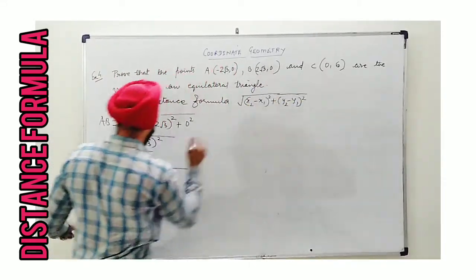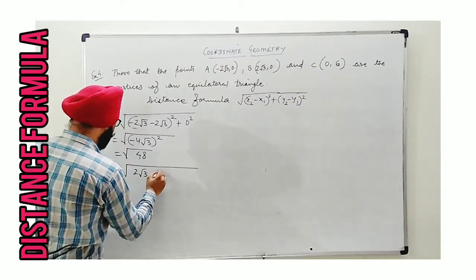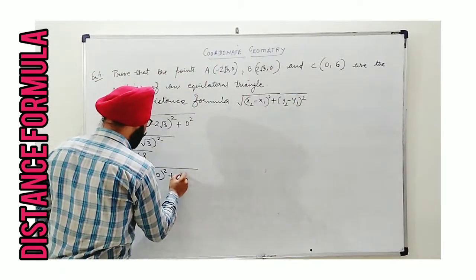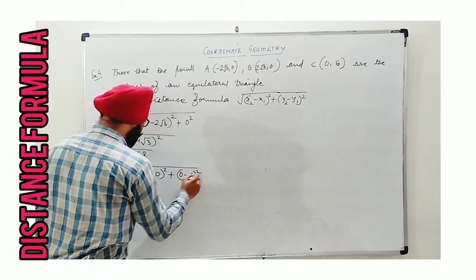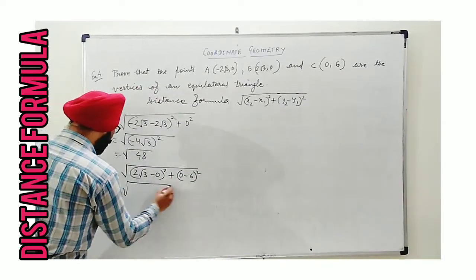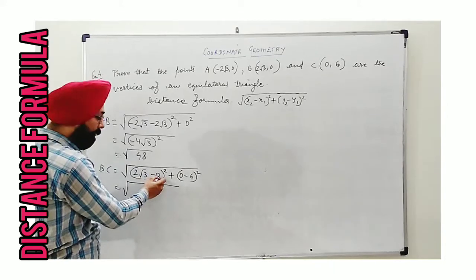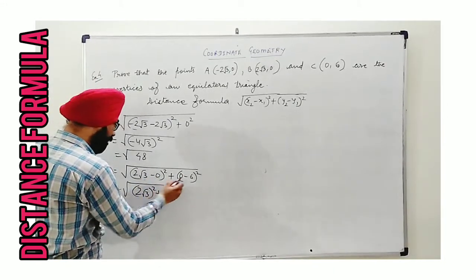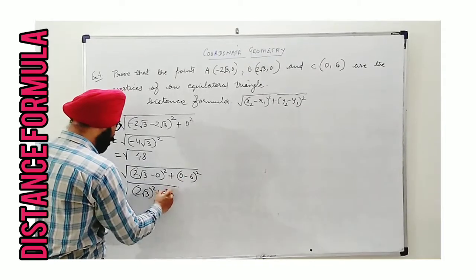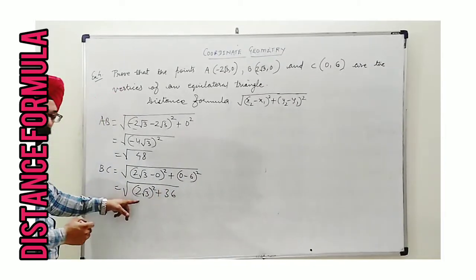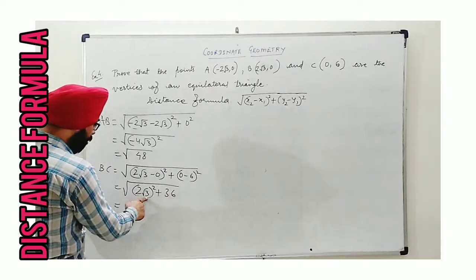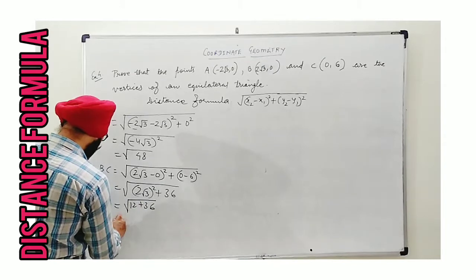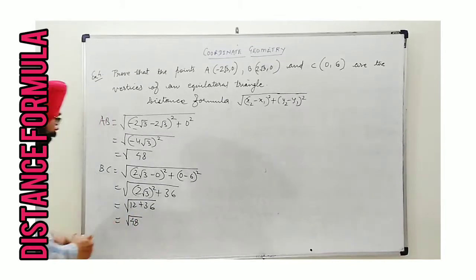Difference of first two values. So this will become 2 root 3 minus 0 whole square plus second values 0 minus 6, or you can say 6 minus 0. Solving, 2 root 3 minus 0 remains as it is. And here we get 0 minus 6 as minus 6 square, 36. Squaring 2 root 3 gives 4 and root 3 squared is 3, so 12. We get 12 plus 36 under root, which is root 48.